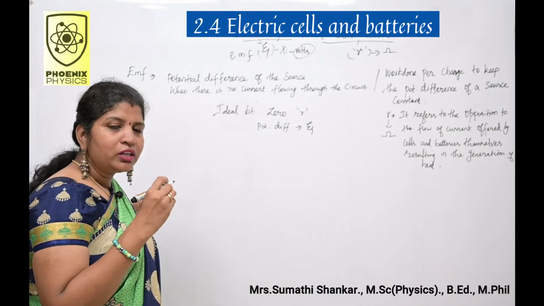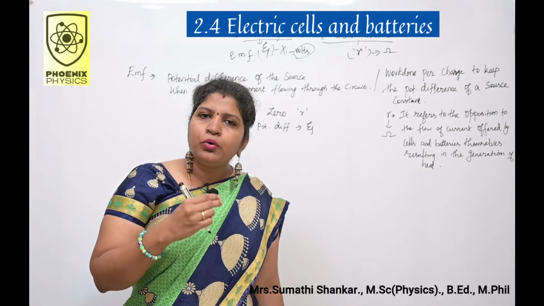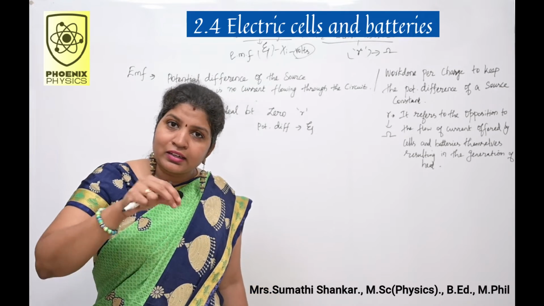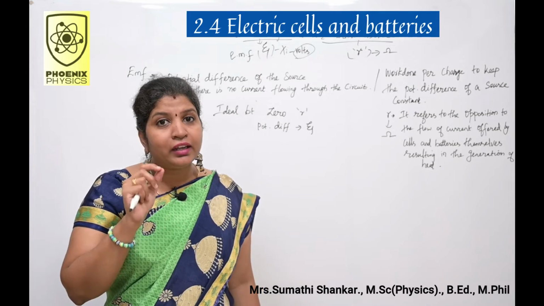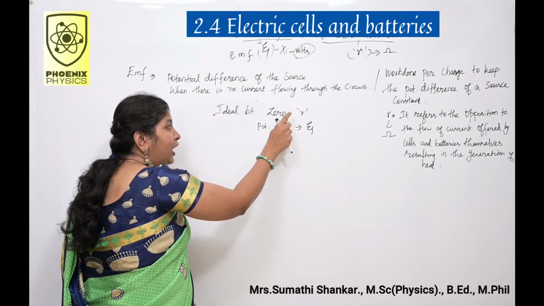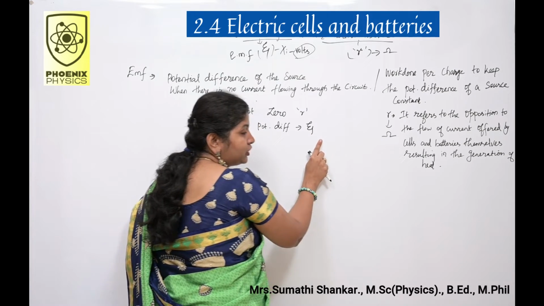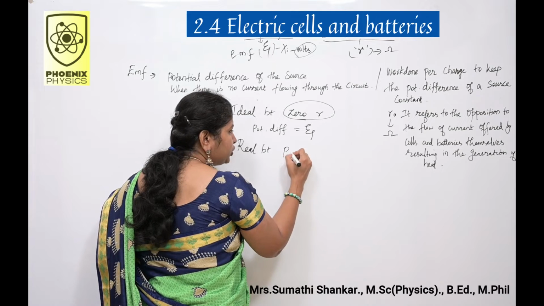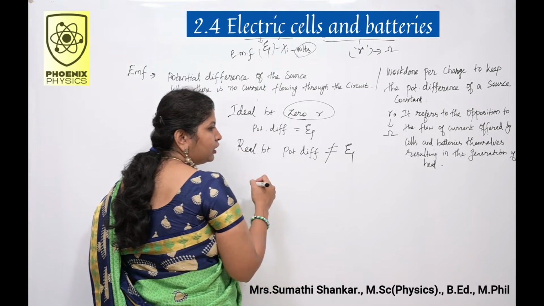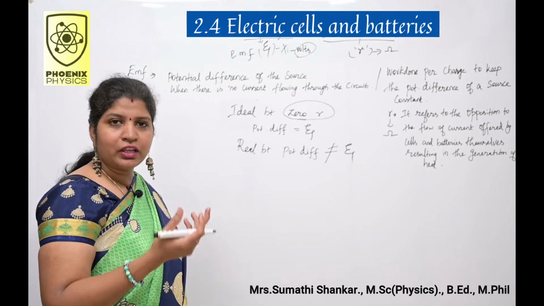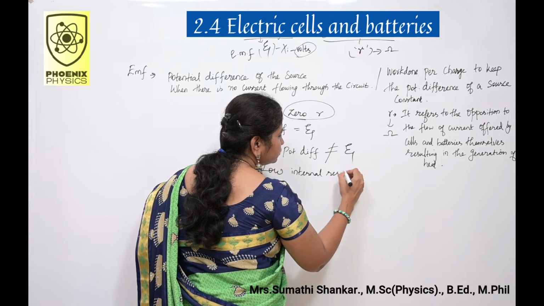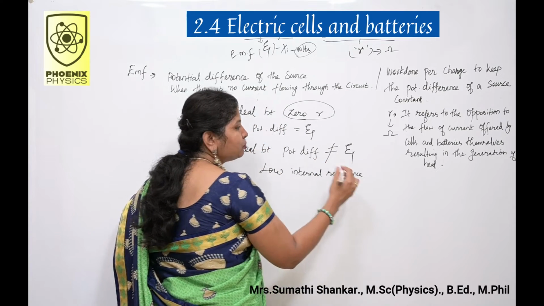What is internal resistance? It refers to the opposition to the flow of current offered by cells or batteries themselves, resulting in the generation of heat. This is called internal resistance. So an ideal battery has zero internal resistance and the potential difference is equal to the EMF of the cell. For a real battery, the potential difference across the terminals is not equal to the EMF of the cell. But a freshly prepared cell has low internal resistance and it increases by aging.